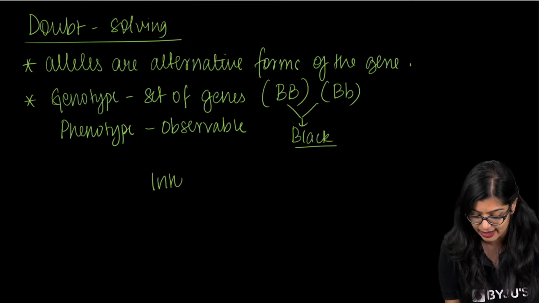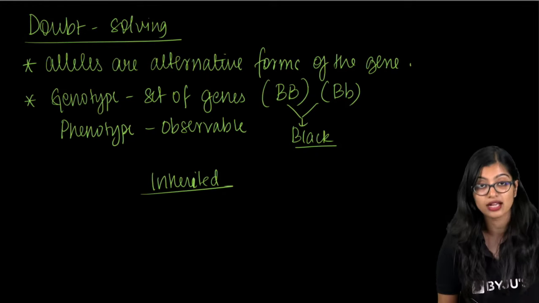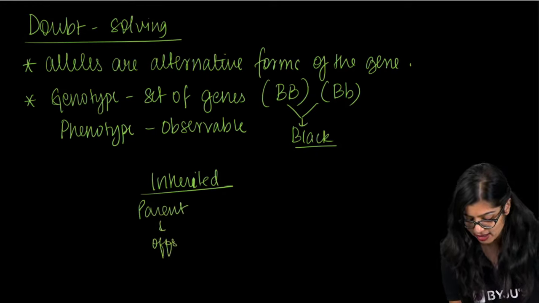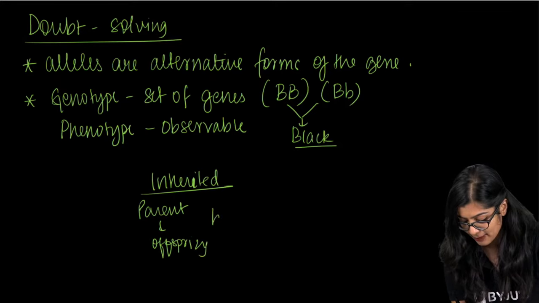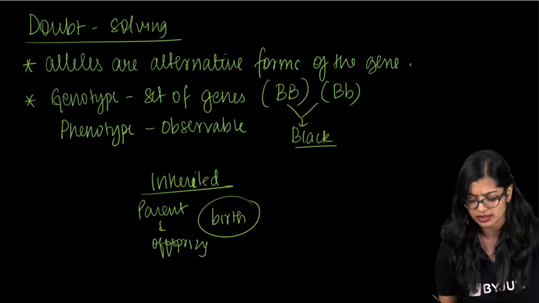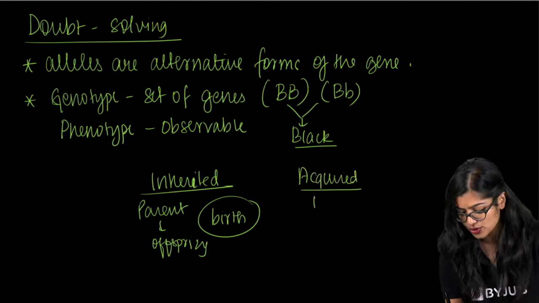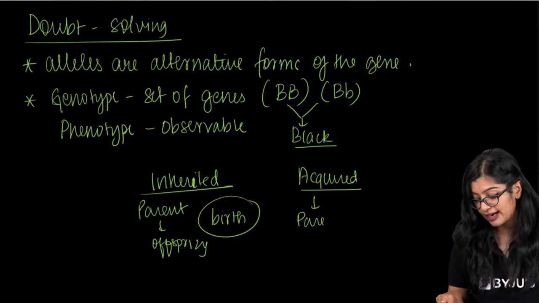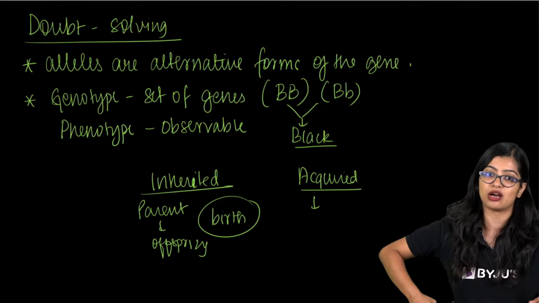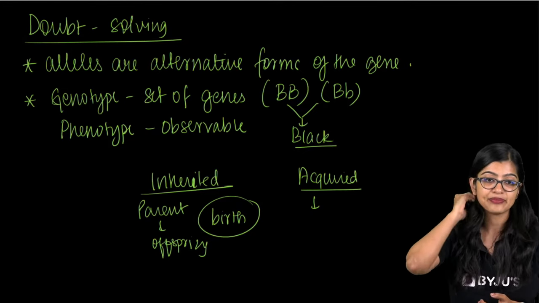Inherited traits are those which go from parent to offspring, right? And it is there from birth, right? So when you talk about hair color, eye color, it's there right from birth. But on the other hand, acquired traits are those acquired during the lifetime. So body shape, like if tomorrow I want to become muscular, all of that is acquired traits, right? Very simple and easy.